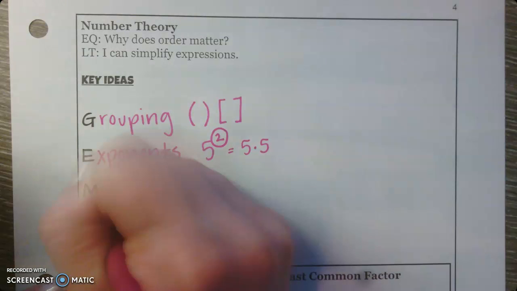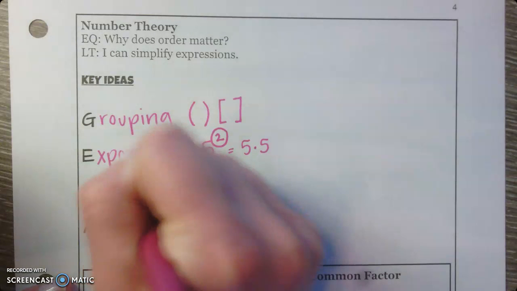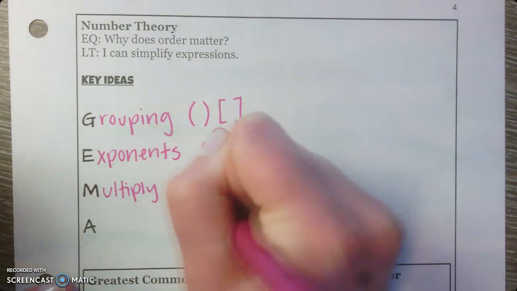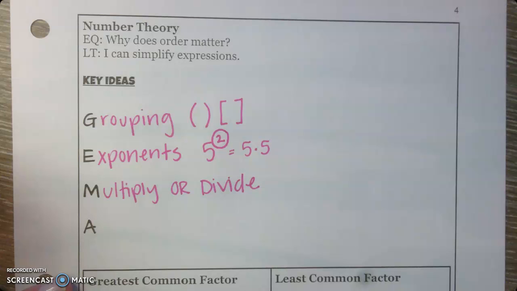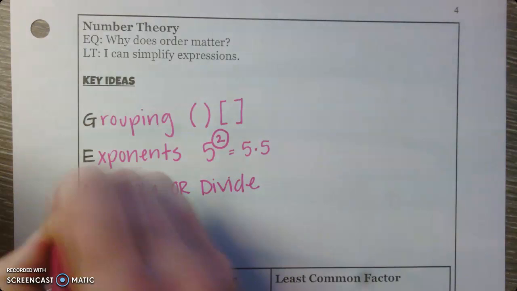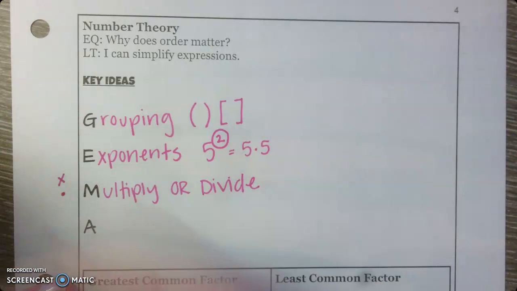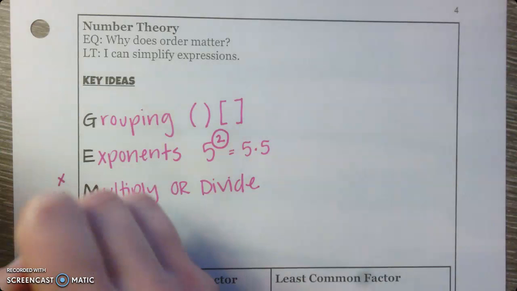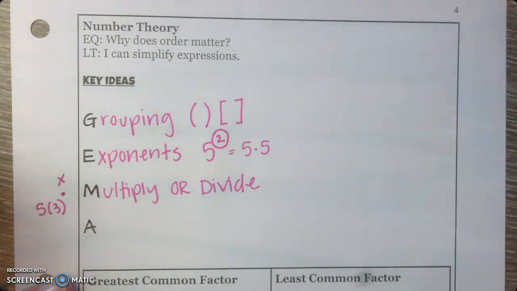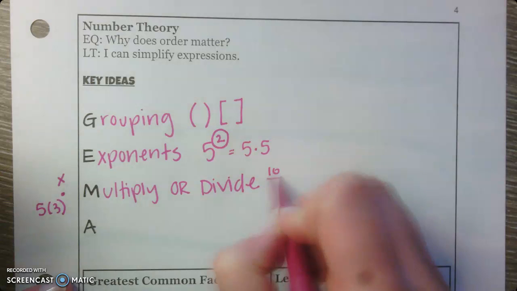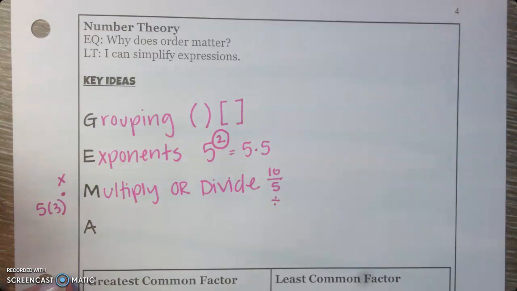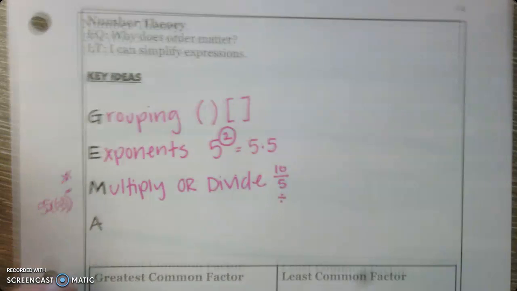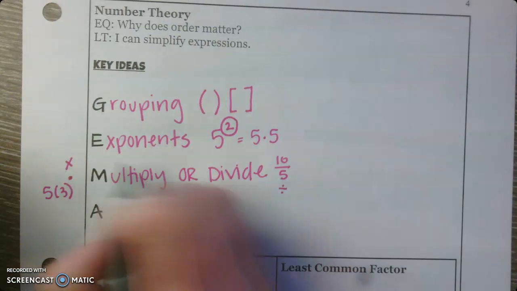M. M stands for multiply or divide. When we multiply or divide, you're looking for a multiplication sign, you're looking for a dot. You might see 5, 3 like that, which means to multiply because they are touching. When I am dividing, you might see a fraction or a division sign. When we multiply or divide, the biggest thing we need to remember is that we work from left to right.